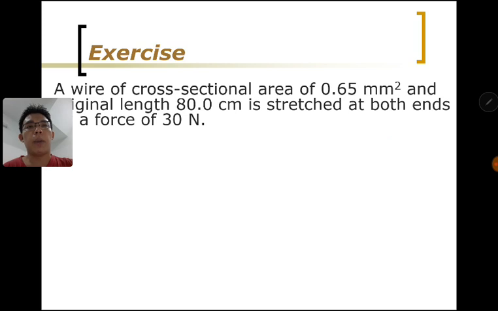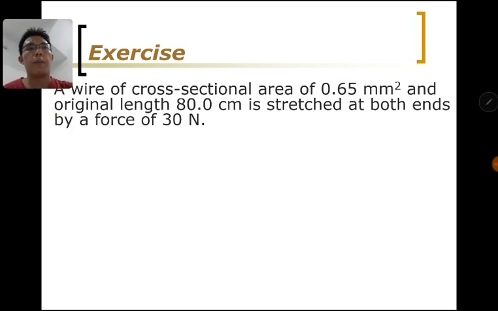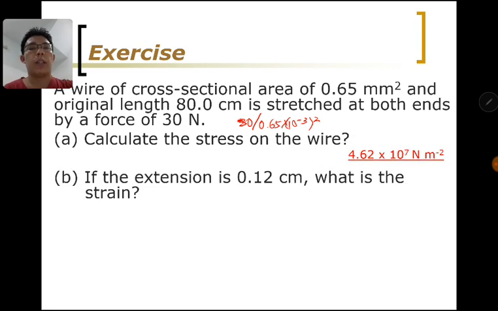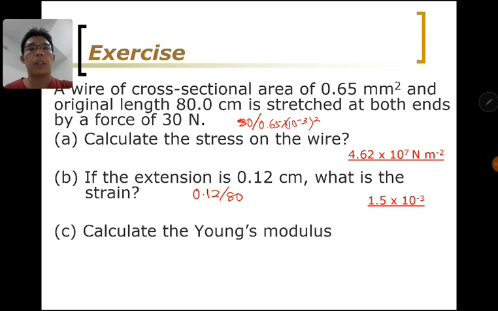So now an example. We have a wire of cross-sectional area 0.65 mm squared and length 80 cm, stretched at both ends by 30 Newton. Calculate the stress on the wire. You can just use 30 Newton divided by 0.65 in terms of meter squared, like that. Then you should get the answer. And if the extension is 0.12 cm, what is the strain? We have the original length, so we don't have to change that because the original length is also in terms of cm. Then you should get the answer. There's no unit because it's length over length.